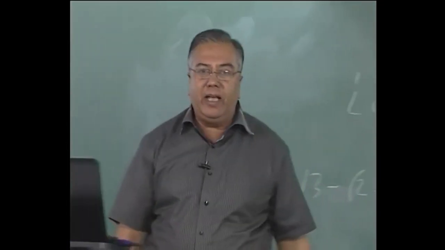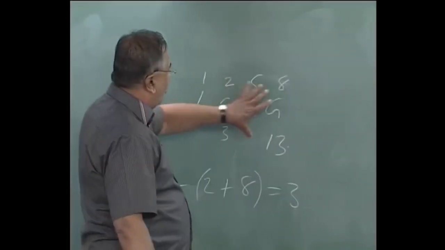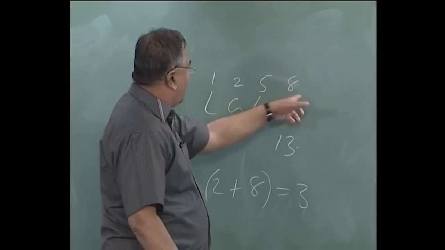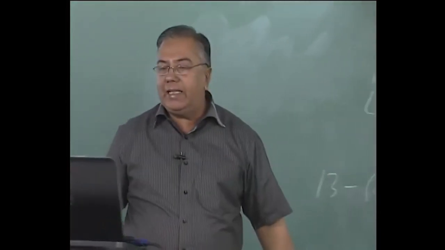Now, what is the logic here will become clear a little bit once we do the other process also. We did Uddishta first because the algorithm is very simple. Just write the sankhyankas and write 2 for each guru. Add the numbers above the guru and subtract it from the total sankhya, you will immediately find. So, this is now being given to you almost like a puzzle kind of thing, how this is occurring.